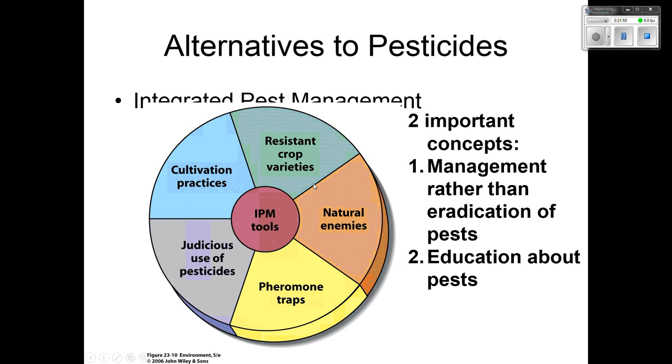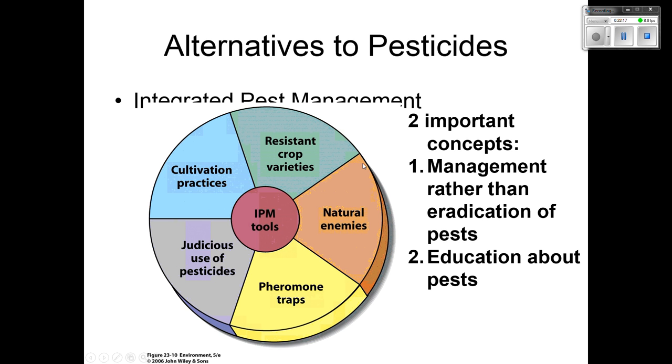Using biological controls, or the natural enemies of your pests. I gave you the example of the cottony cushion scale, which was from Australia, was introduced to the United States. Entomologists went over to Australia, found the predator, they used the Vedalia beetle, and now they're able to help control some of those cottony cushion scales.